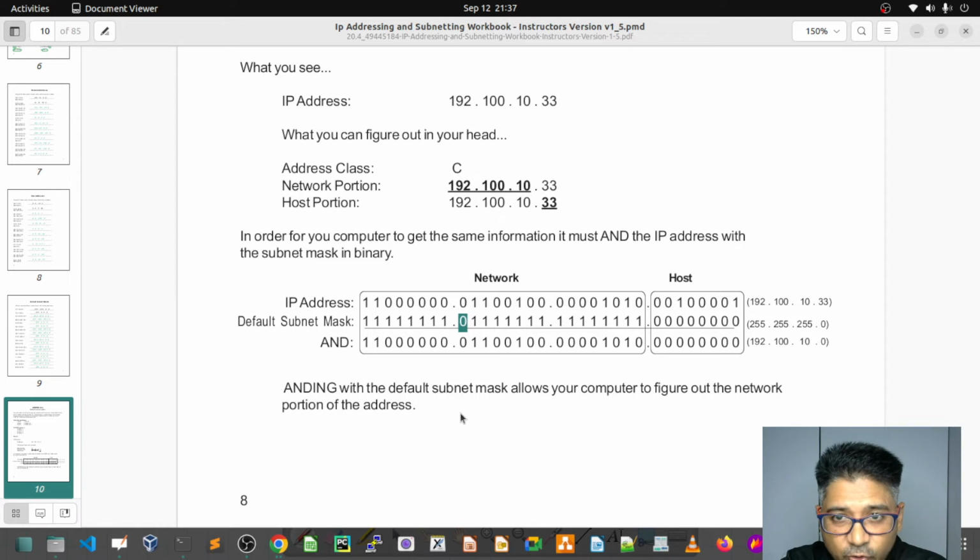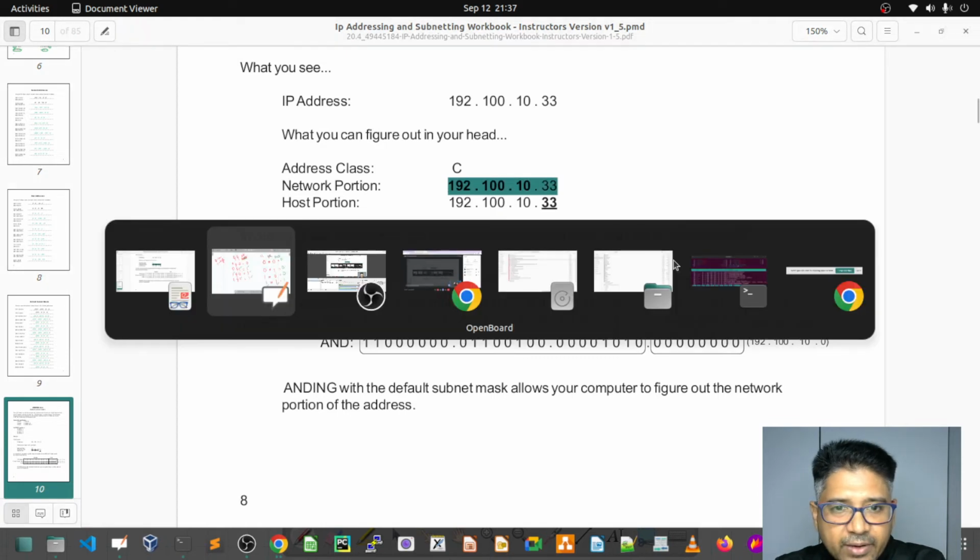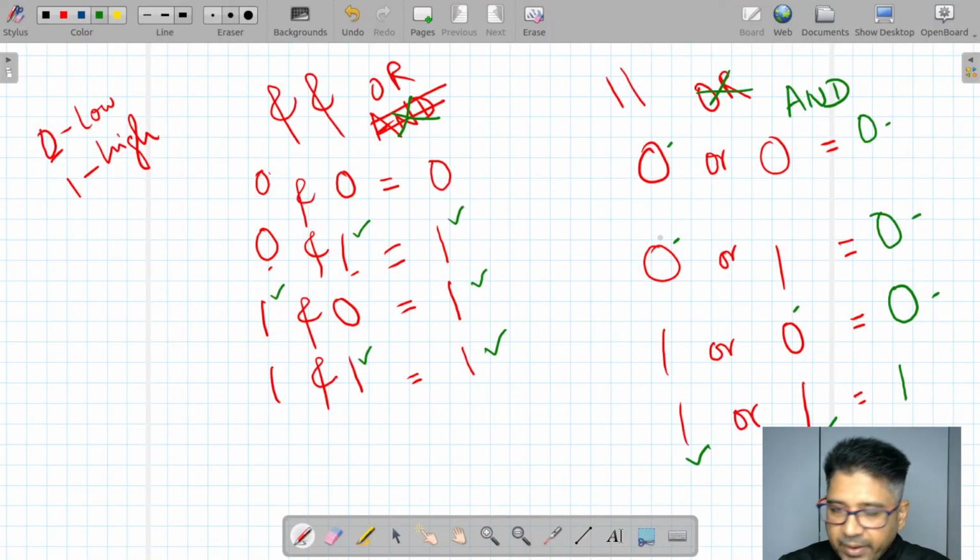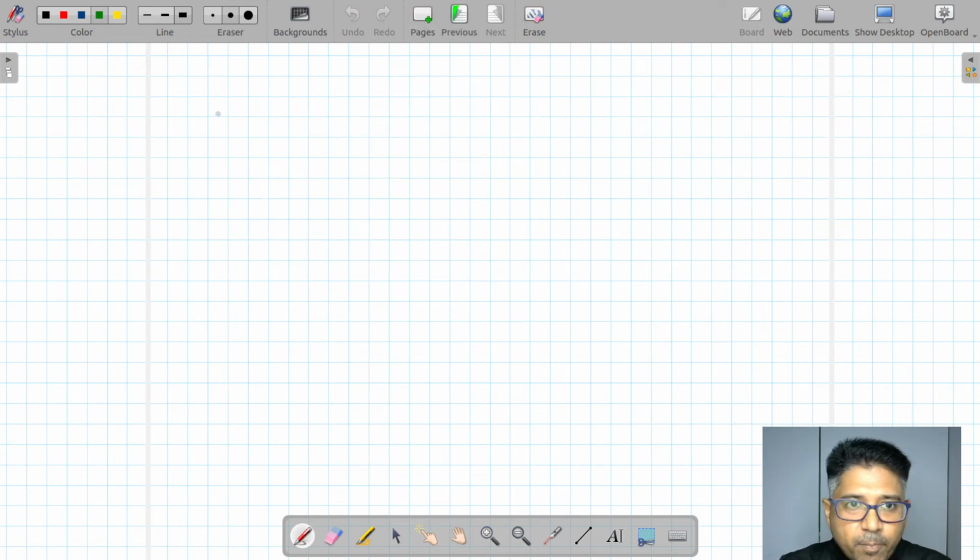Should I write and show you how it's going to work? Yes, sir. Okay, let me show you. So you want an example? Yes. Let's take this example, 192.168.10.10. I'm taking this example on a new page. So my IP is this.